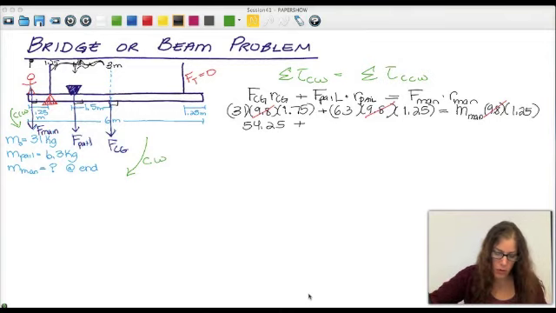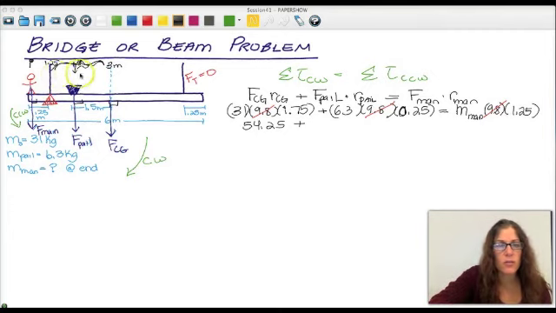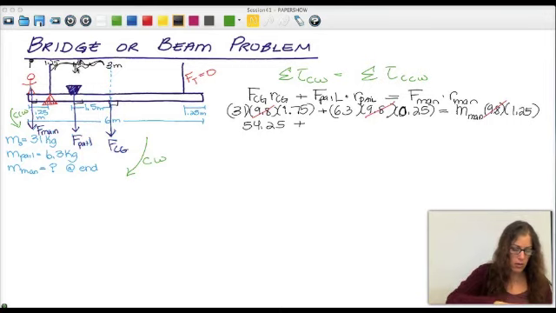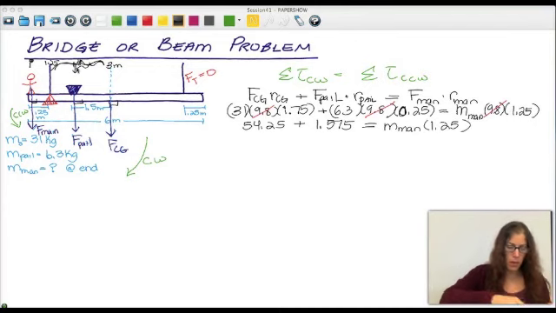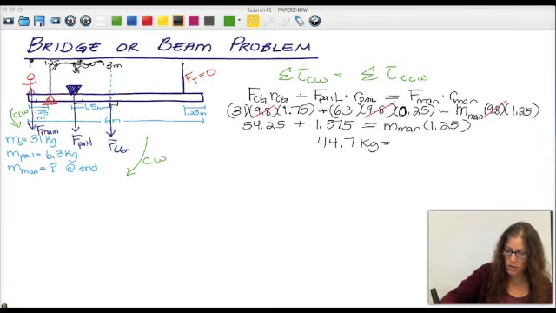Oh, this is not 1.25, this is 0.25. Because the distance from the fulcrum to here is from 1.25 to 1.5, so that's 0.25, so make sure you correct that. So let's do that again, 6.3 times 0.25. So that's 1.575, and that will equal the mass of the man times his distance from the fulcrum. So you get 44.7 kilograms as the mass of the man, and this is the maximum.